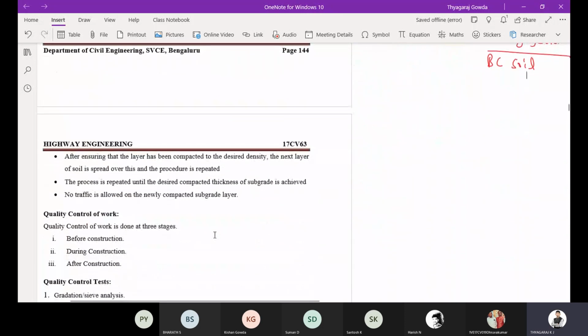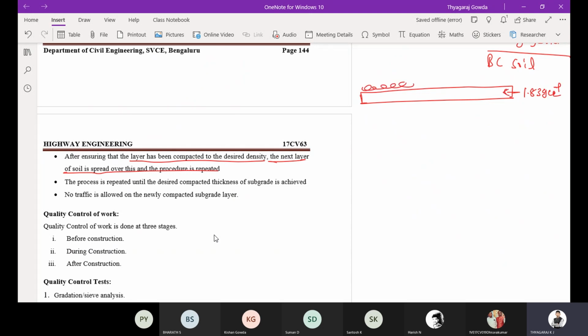The next step is, after ensuring that a layer has been compacted to the desired density, the next layer of soil is spread over it and the procedure is repeated. So initially you lay the soil. This is the layer we will consider, and the layer density we have to achieve is 8.3 gram per cc. We have already achieved that by compacting. Then you lay the new layer of loose soil.